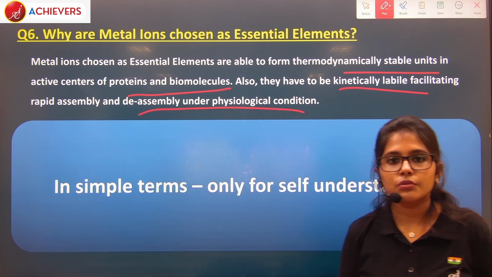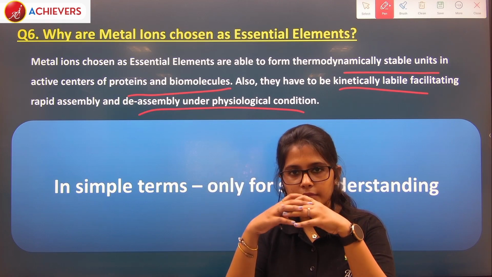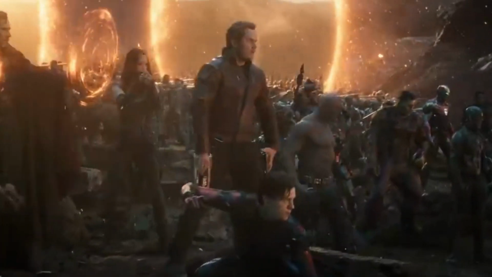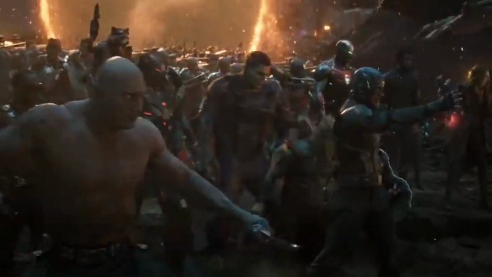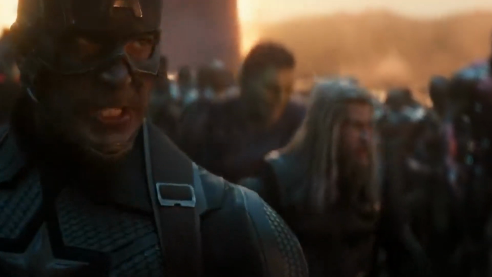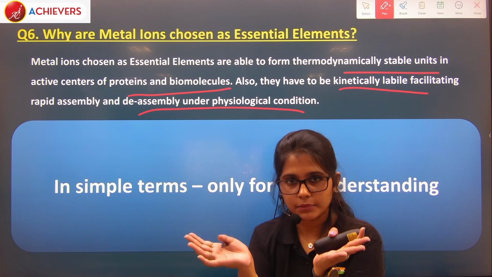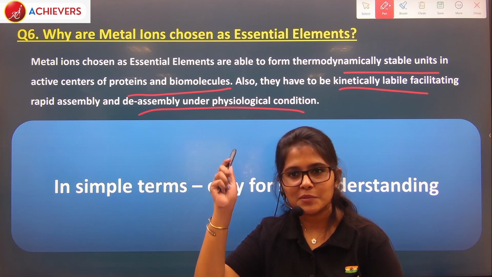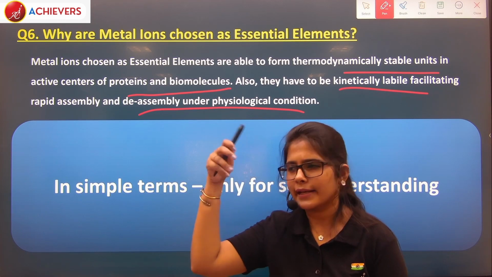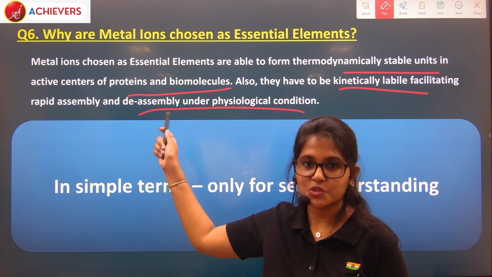That means when necessary, those structures can assemble, like Avengers assemble. Or when necessary, they can deassemble. Obviously, thermodynamically stable unit and kinetically labile are technical terms. You will have to write this.